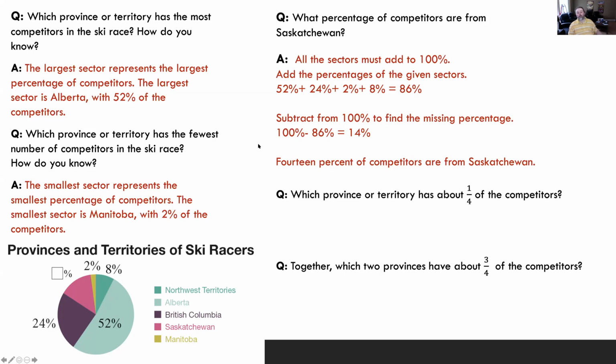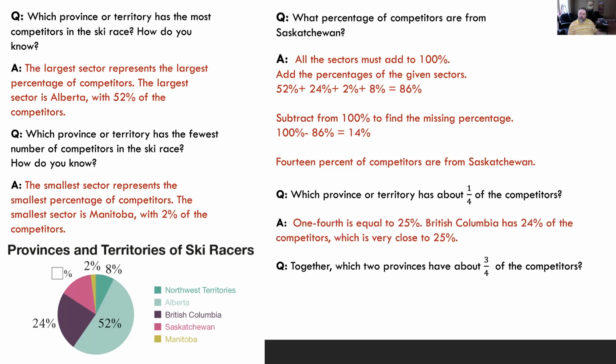Here's a couple more questions. Which province or territory has about a quarter of the competitors? Well, you have to know what percent is the same as a quarter. If you think of a quarter as part of a dollar and a dollar has 100 pennies, how much is a quarter? It's 25 cents. One of those segments looks like 25. I know there's one that's pretty close. It says 1/4 is equal to 25%. British Columbia has 24%, which is very close. So I would say British Columbia has about a quarter of the competitors.